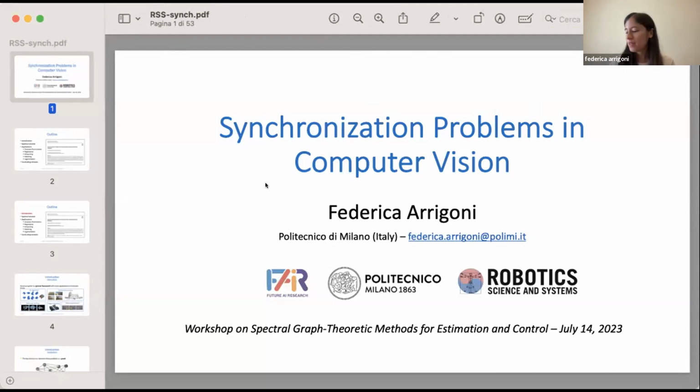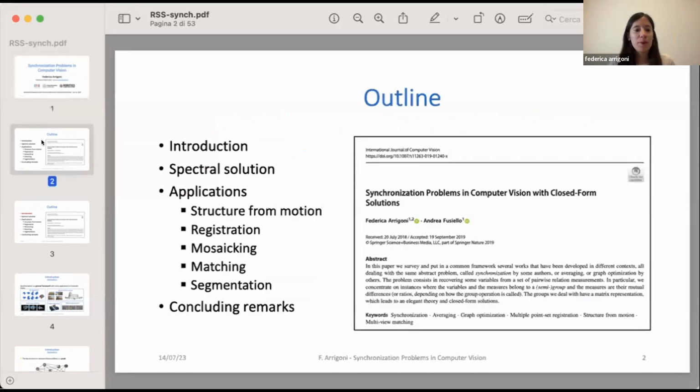The title of my talk is Synchronization Problems in Computer Vision. And my talk is based on the following paper, co-authored by Andrea Fusiello, that is a survey of many methods from many authors with a unifying view under this general framework of synchronization.